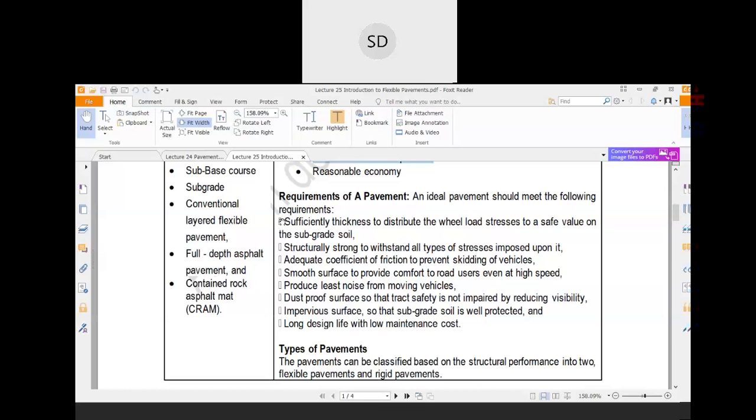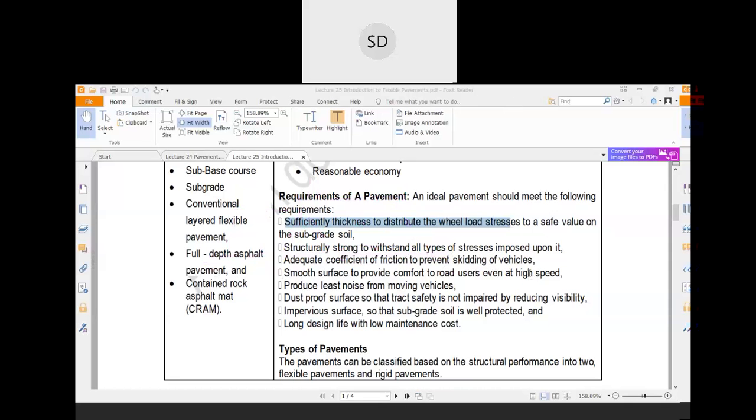Now there are different requirements of the pavements. So these are the requirements. First one is it should be sufficiently thick to distribute the wheel load stress to a safe value in the subgrade soil. Suppose there are pavement layers and this is the subgrade portion. It should be sufficiently thick so that whenever the load is distributed in the subgrade layer, the effect of that load is easily reduced, so that is the thickness of the pavement layer provided over the subgrade.